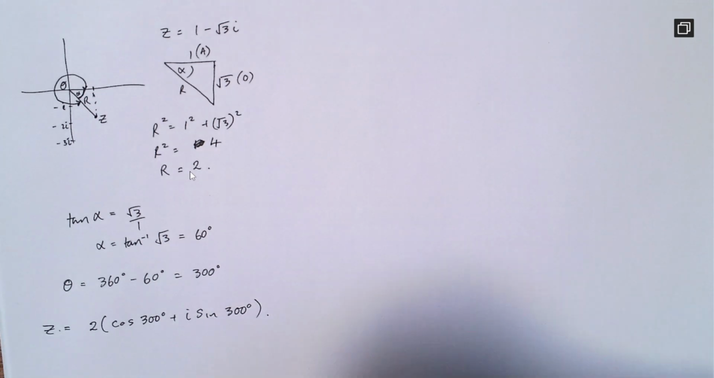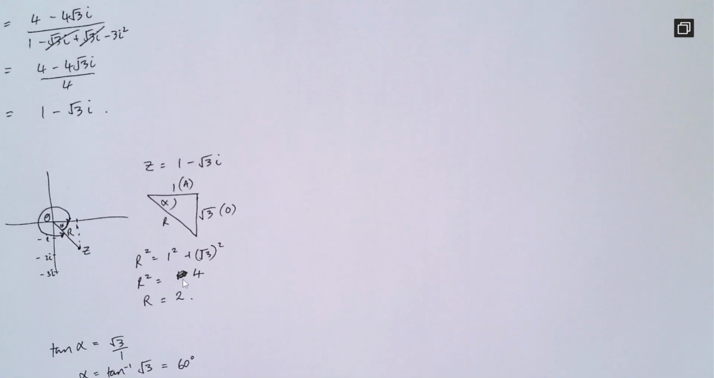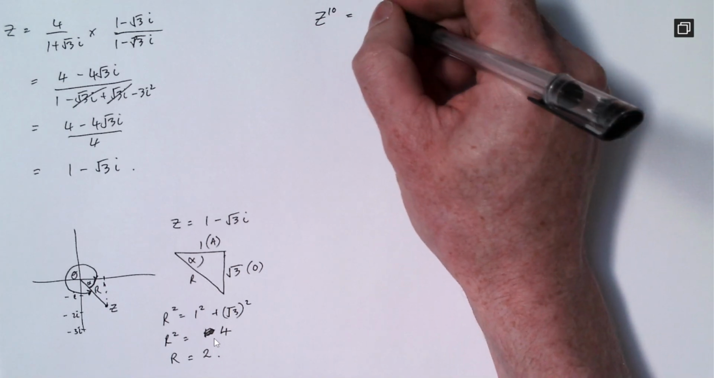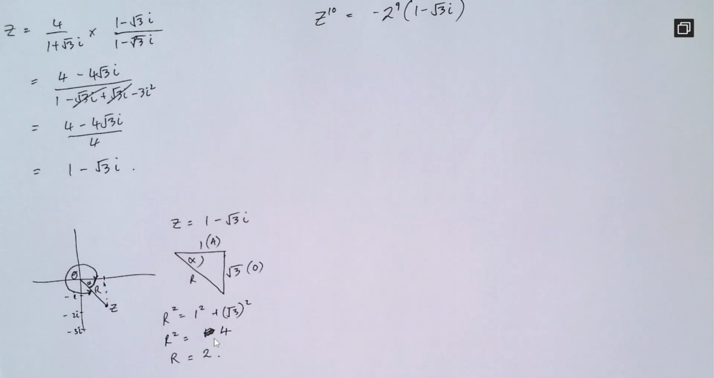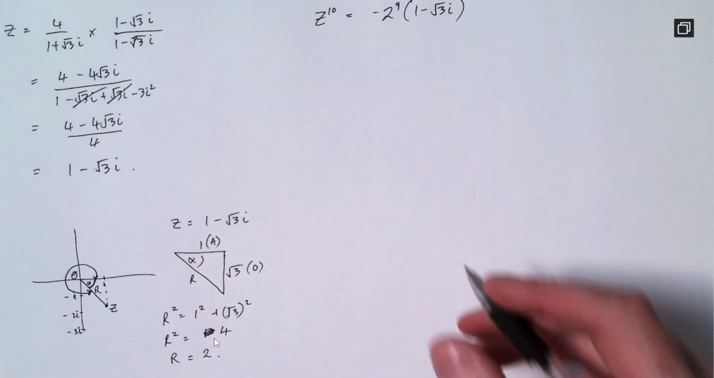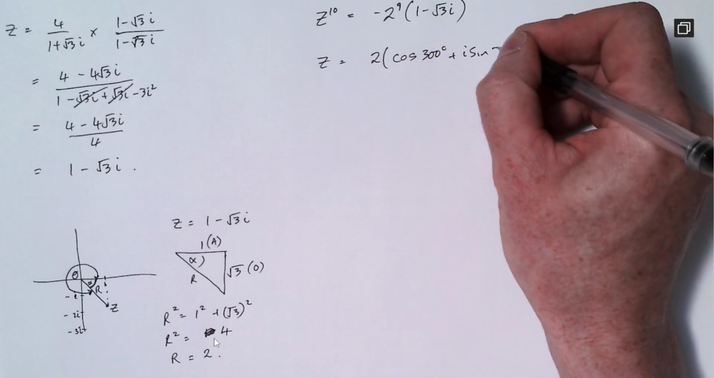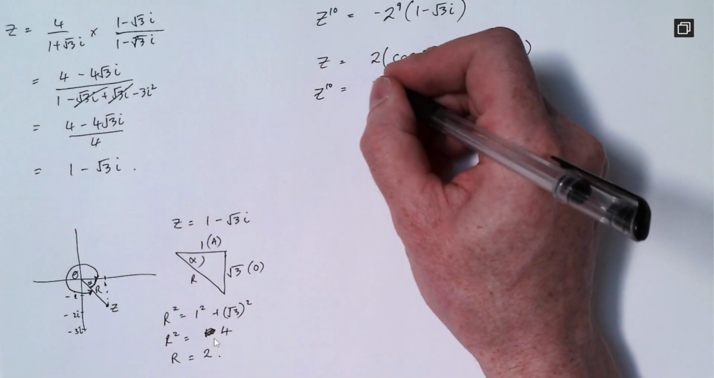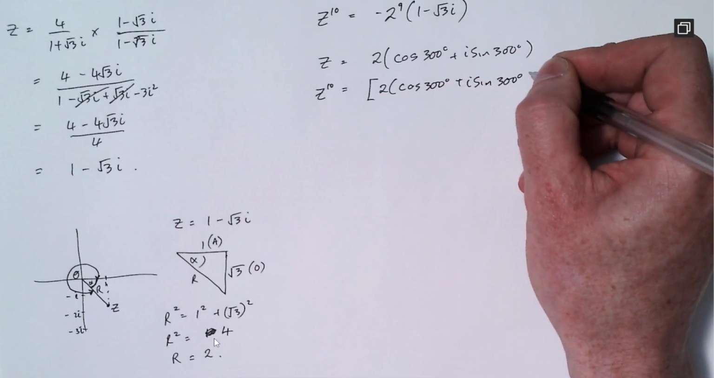Now for the next part, use De Moivre's theorem to show that z to the power of 10 is equal to 2 to the power of 10 over 1 minus square root of 3i. From the question, z equals 2 bracket cos 300 degrees plus i sin 300 degrees, so z to the power of 10 is 2 squared bracket, cos 300 degrees plus i sin 300 degrees, to the power of 10.